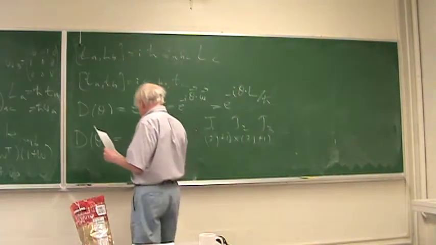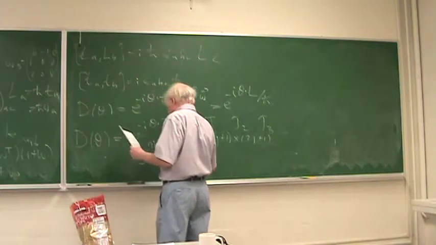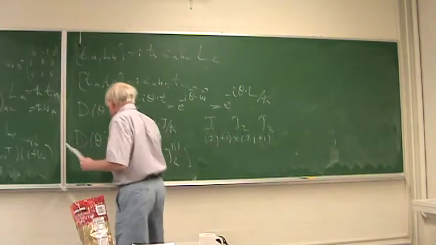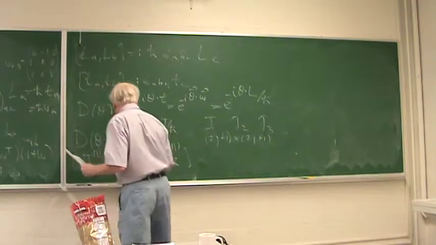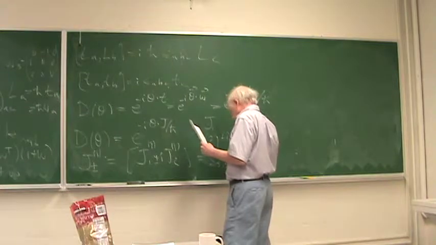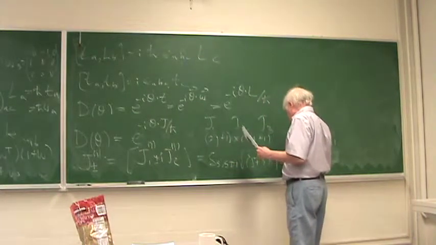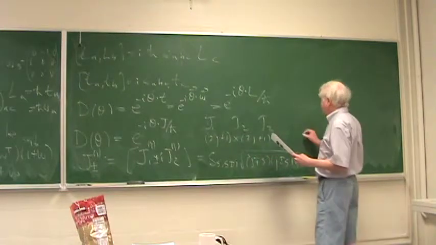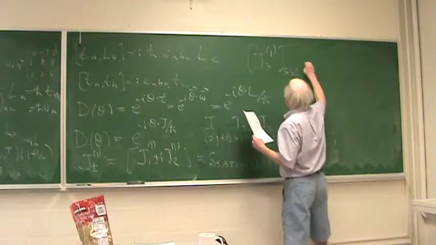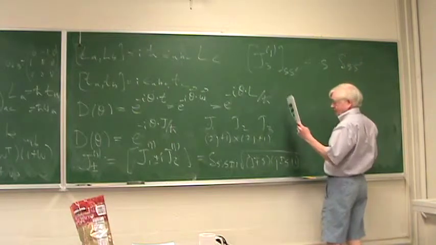And as in quantum mechanics, we define J1 plus or minus i J2, and I'll put a little j up here. These are called the raising and lowering operators. And these things have matrix elements delta s prime, s plus or minus 1 times the square root of (j minus or plus s)(j plus or minus s plus 1). And J3 is a matrix that has matrix elements s delta s, s prime.